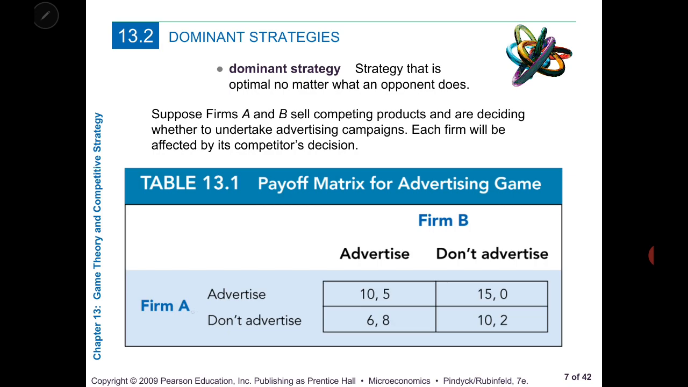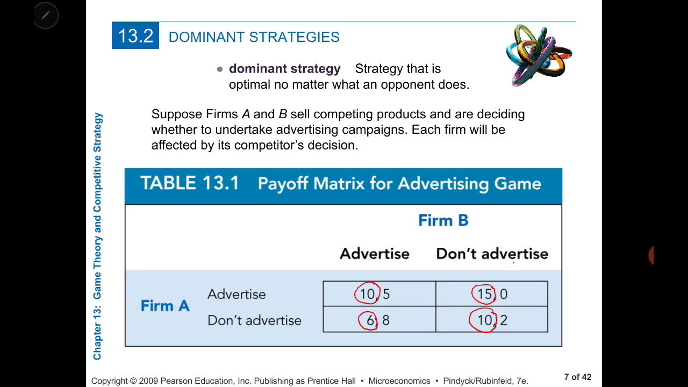Now, firm A, if it decides to advertise and firm B also advertises, firm A stands to make 10 million profit. But if they advertise and firm B does not advertise, then they stand to make 15, which is higher, of course. On the other hand, if they don't advertise and firm B advertises, they will make 6 million, but less than firm B. Firm B makes 8. But if firm B also does not advertise, then firm A will get 10.